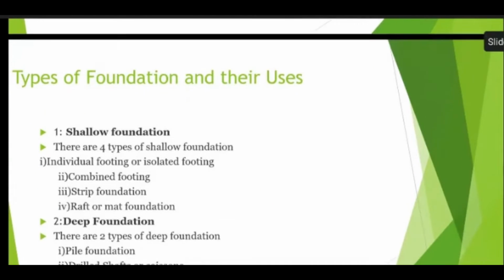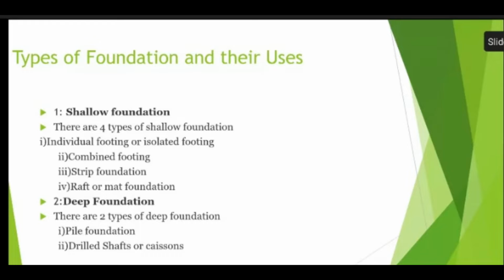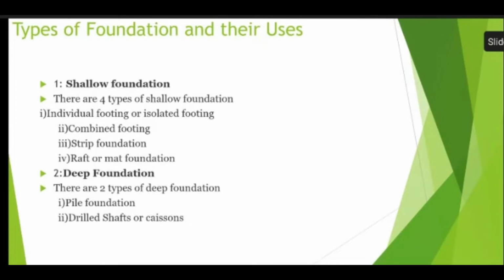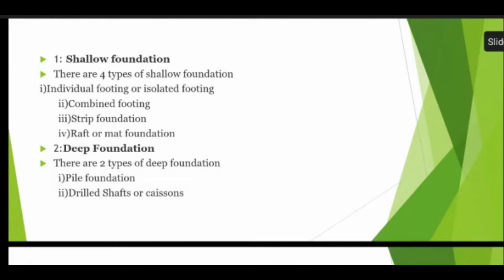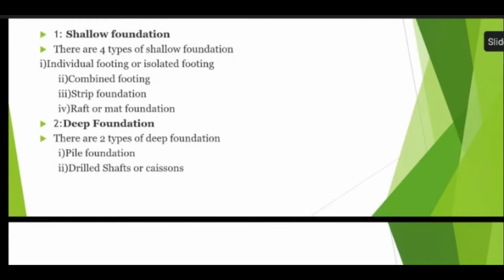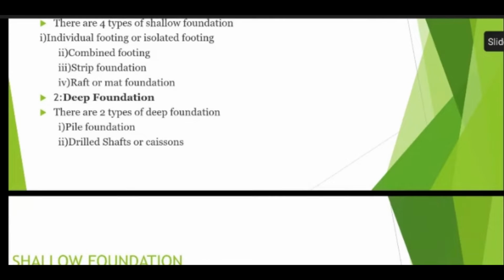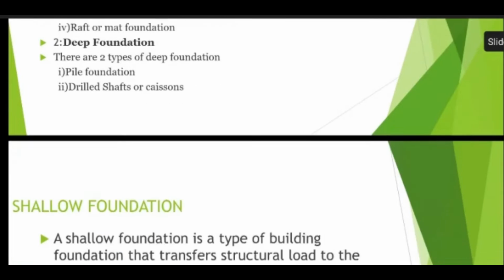Types of foundations and their uses. First, shallow foundation. There are four types of shallow foundations. 1. Individual footing or isolated footing. Second, combined footing. Third, strip footing. Fourth, raft or mat footing. Second foundation, deep foundation. There are two types of deep foundation. First, pile foundation. Second, drilled shafts or caissons.